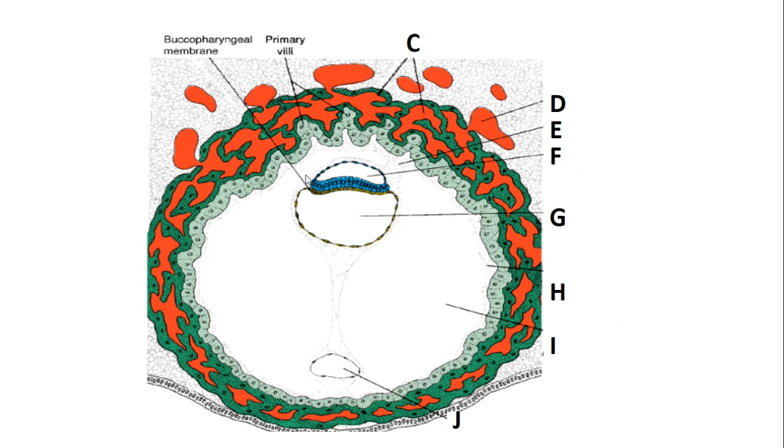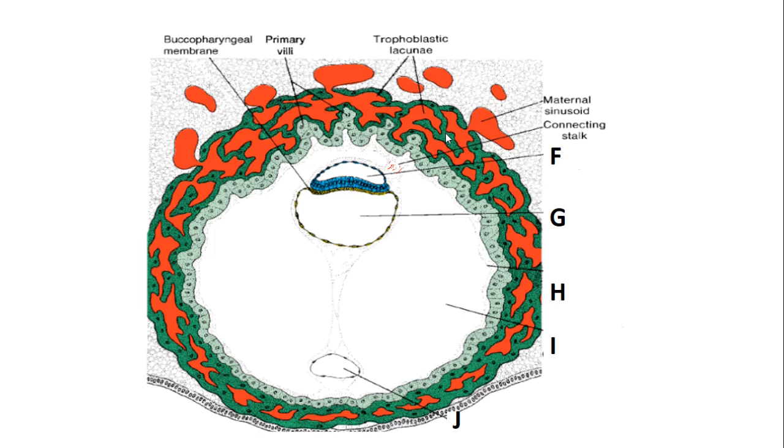Then B is simply the primary villi. So at this stage, the primary villi have been formed. And this is likely to be day 10 to 12, that's where you can see these features. Then C is the trophoblastic lacuna. Then D is the maternal sinusoid. Then E is the connective stalk, which is just the future umbilical cord.